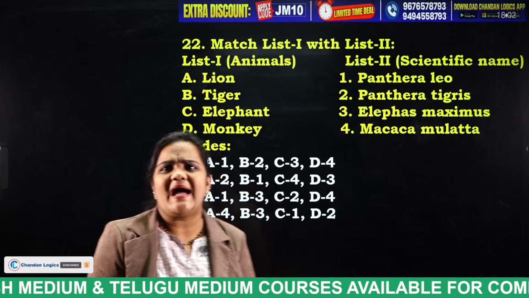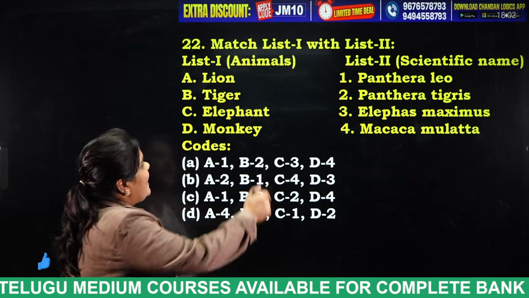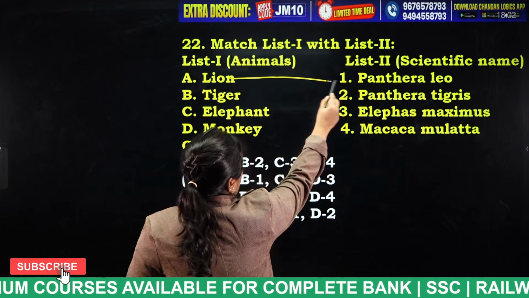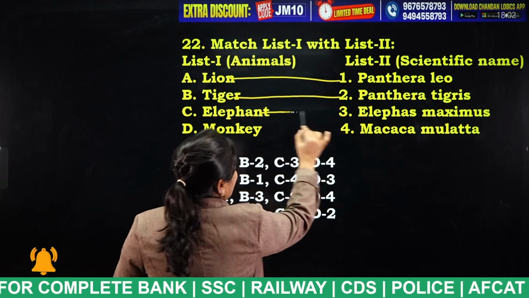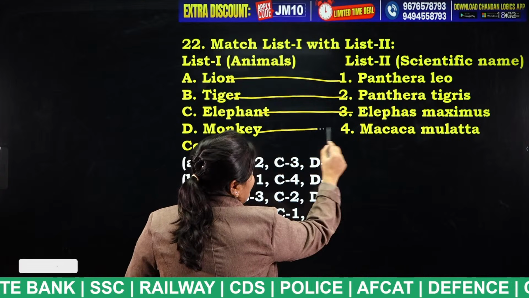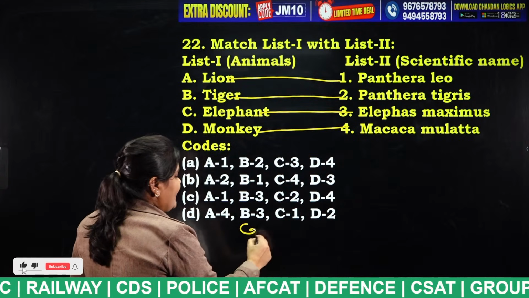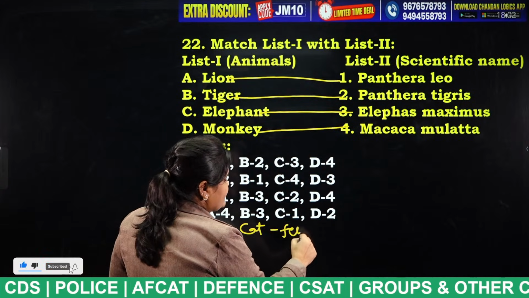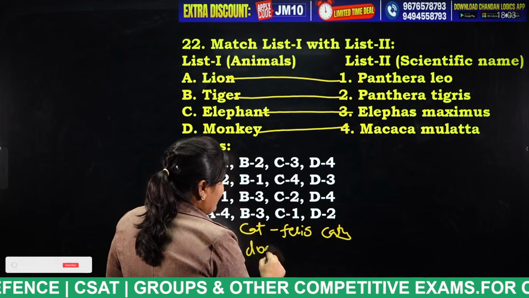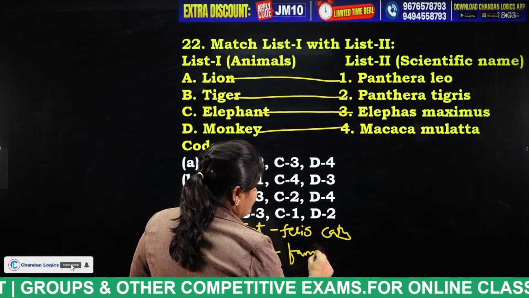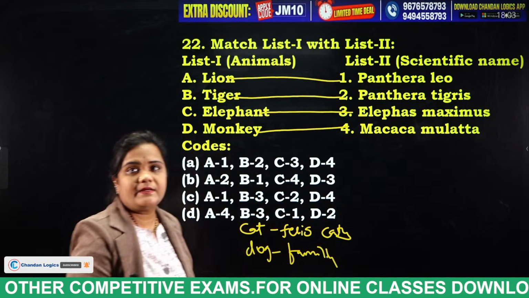So what is the answer for this question, students? The scientific name of lion is Panthera leo, tiger is Panthera tigris, elephant is Elephas maximus, monkey is Macaca mulatta, and cat is Felis catus, and dog is something like Canis familiaris. Okay, done.